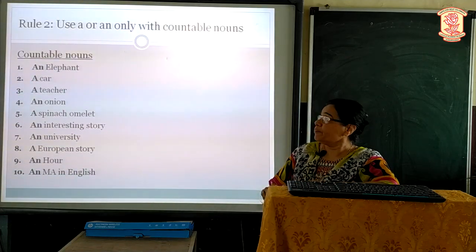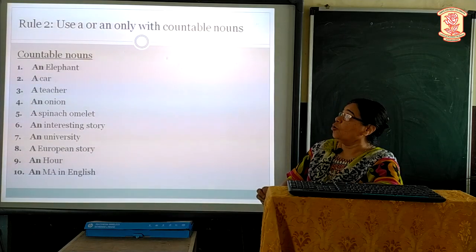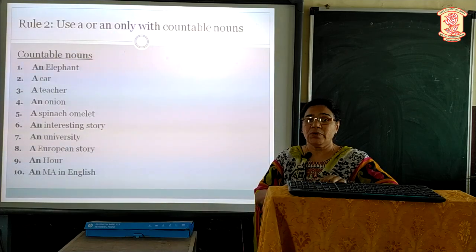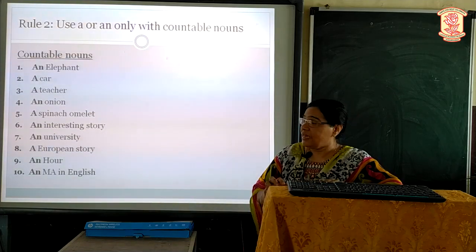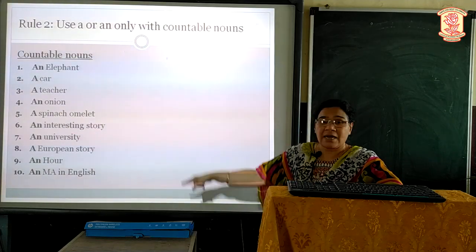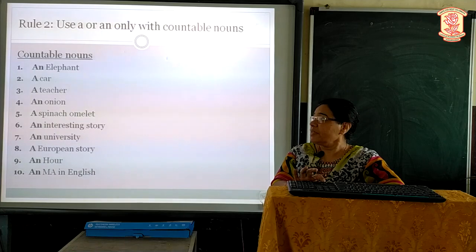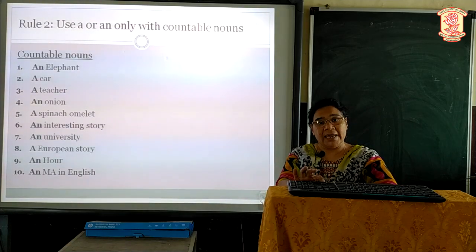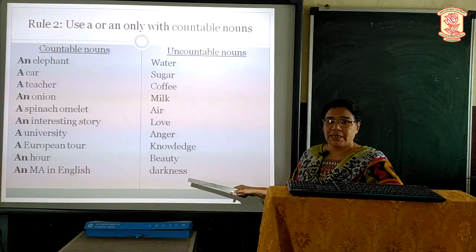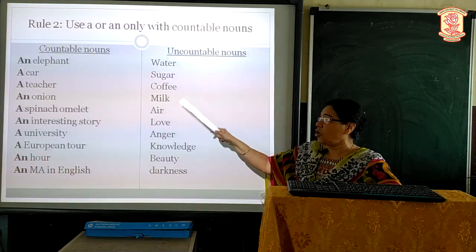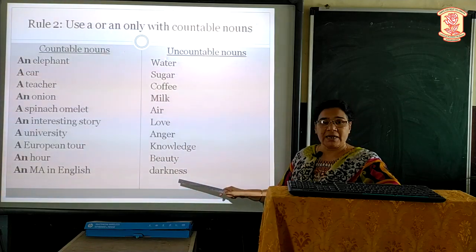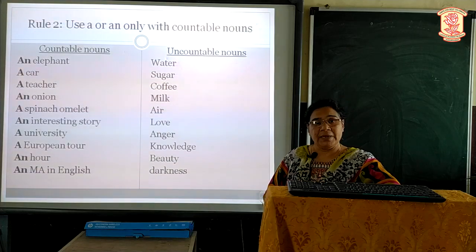Now the second rule: use a or an only with countable nouns. What are countable nouns? The nouns which you can count. Here, elephant, you can count elephant, you can count car, teacher, onion. All these are countable nouns. So you use a or an before countable nouns. These are uncountable nouns. You cannot count water, sugar, coffee, milk, air, love, anger, knowledge, beauty, darkness. These are all uncountable nouns.